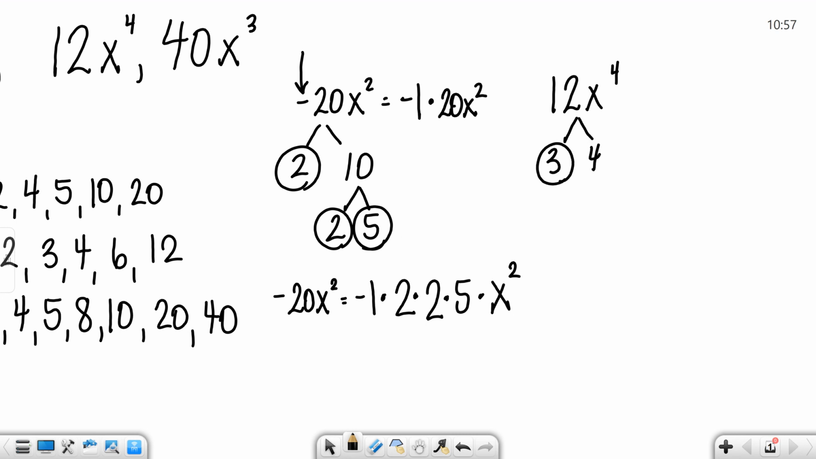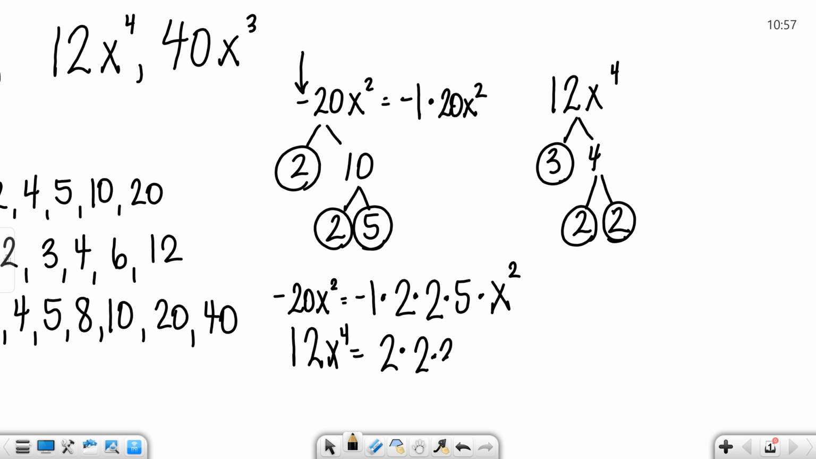3 times 4. Now let's say you chose 2 times 6. We're still going to end up with the same final answer. Now I circle these because nothing else goes into them. That's why I circle them. Okay, I'm going to write 12x to the 4th down here, which would be 2 times 2 times 3 times x to the 4th. All right, and then our last one is 40x cubed.